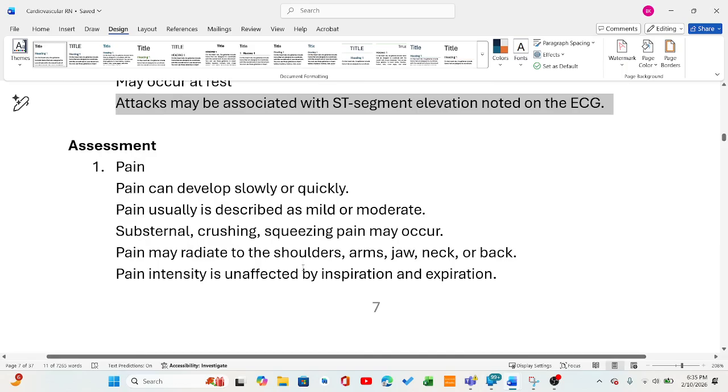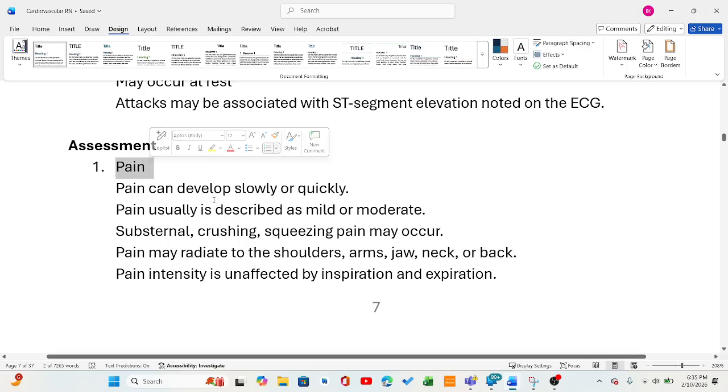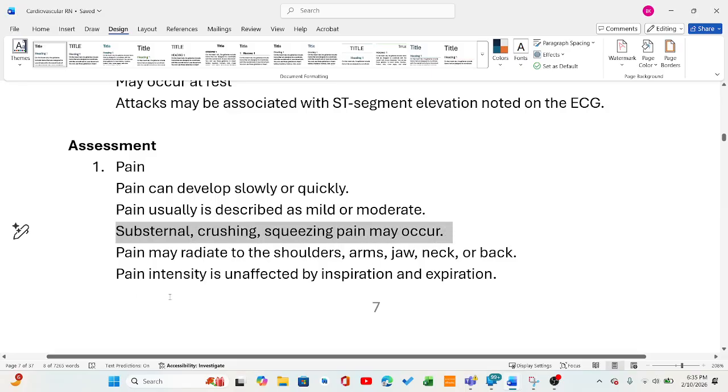So let's look at assessment. The assessment, we talk about pain. When the person complains of a chest pain, this pain can be developed very slowly or it can come quickly, depending on the kind of angina that the person is having. Now, they may describe the pain as mild or moderate, and sometimes they will describe it as substernal crushing or squeezing in the chest, and the pain may radiate to the shoulders.